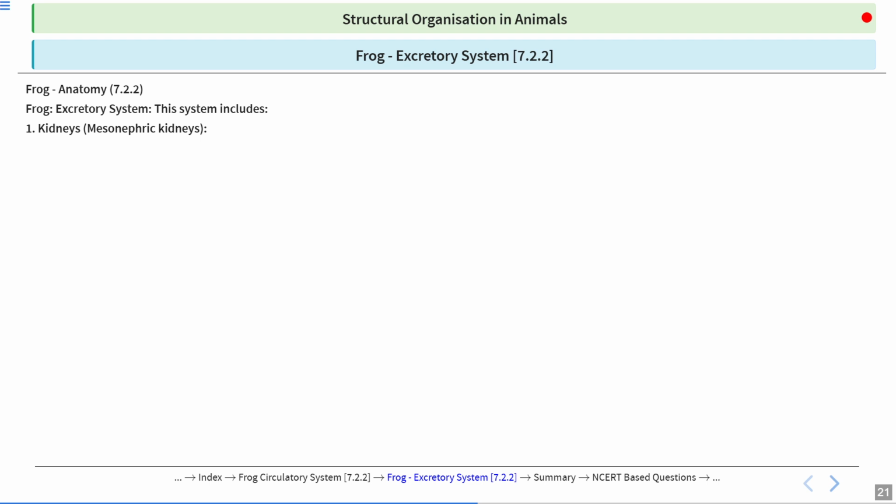What is the speciality? The mesonephric kidney contains approximately 40 pairs of nephrons. 40 pairs of nephrons. So comparatively, if we see the lower organisms, meaning the organisms that are present below the amphibia, they do not have such a well developed excretory system, right? So this kidney is well developed, and they have 40 pairs of nephrons in the mesonephric kidney.